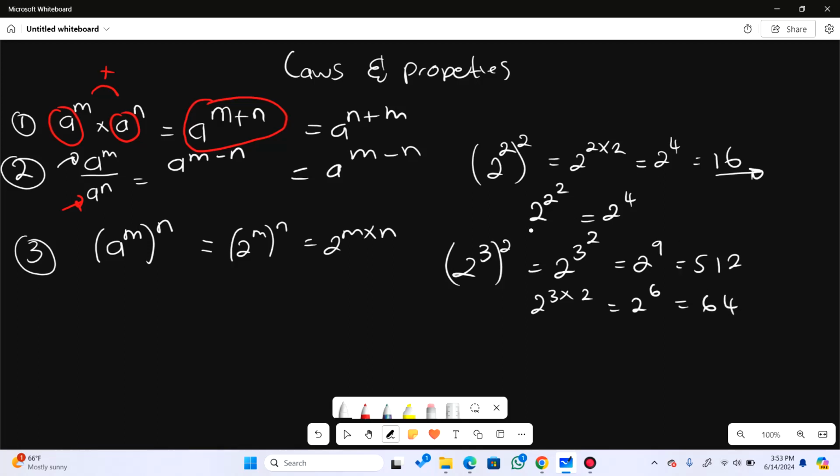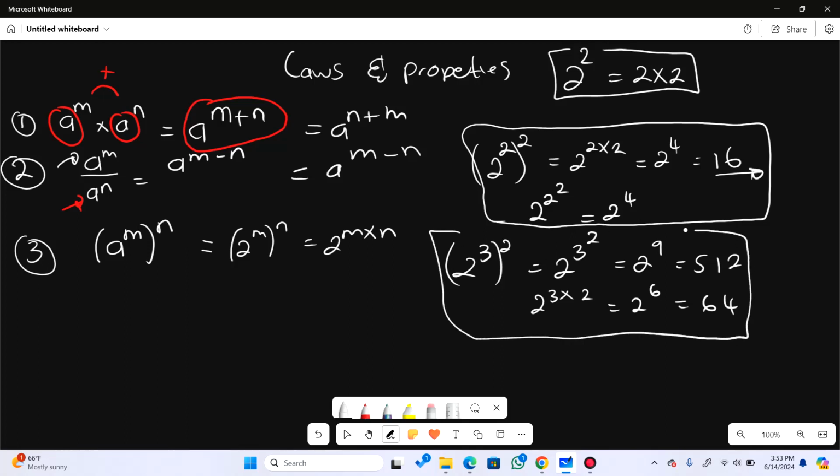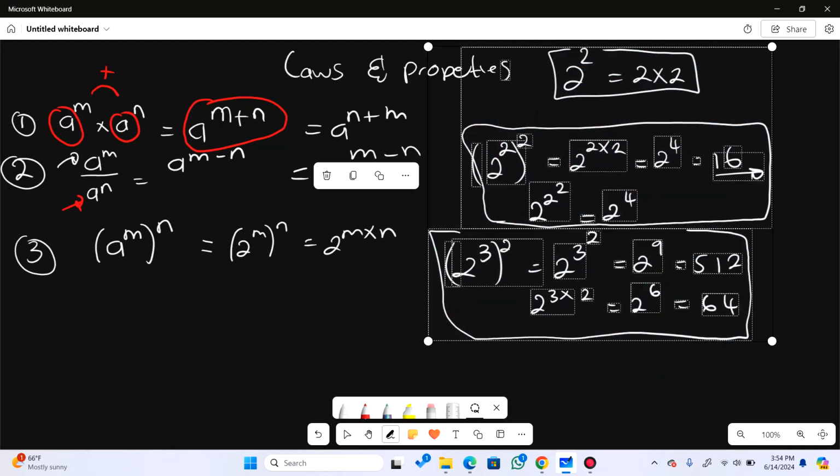So here we got lucky there, because we know that 2 squared is the same as 2 times 2, so we got lucky doing that. But when it comes to that one here, you can see that we're getting different answers. So please take note of that property. It is very important.